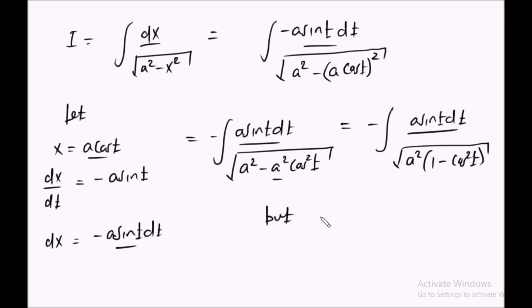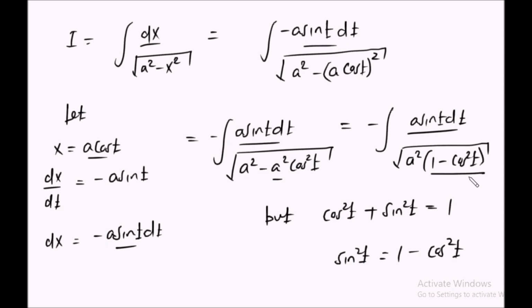But tunajua kwamba cos squared t plus sin squared t sasa na 1. So sin squared t ni sasa na 1 minus cos squared t. Kwa hiyo 1 minus cos squared t is just what? Is just sin squared of t.